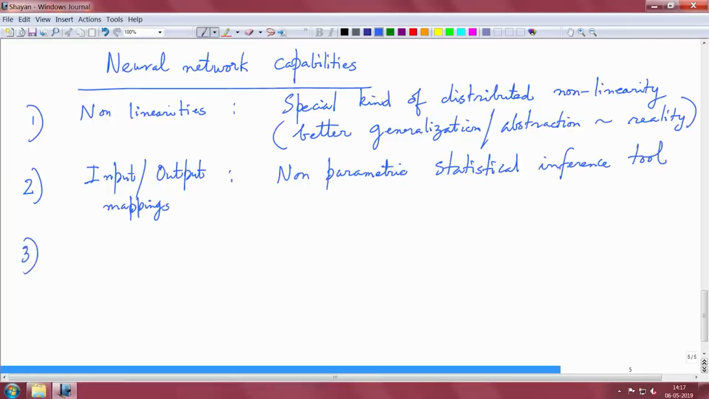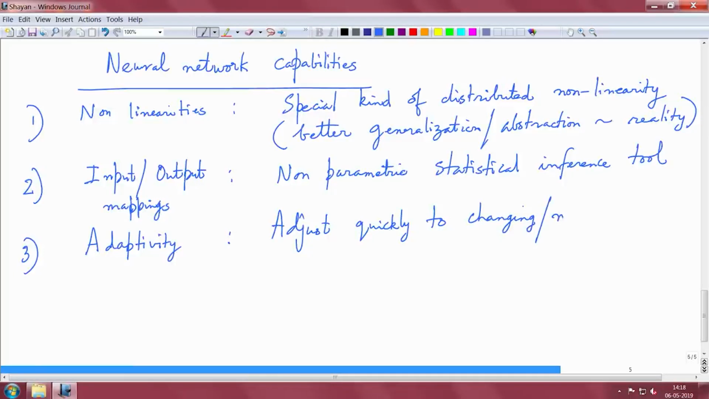and most important is adaptivity. So, the ability to adjust quickly to changing, or I would say a non-stationary environment is an important trait of any learning machine, right.